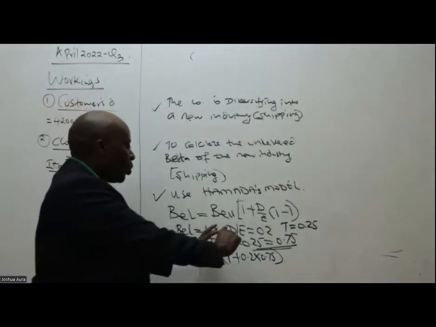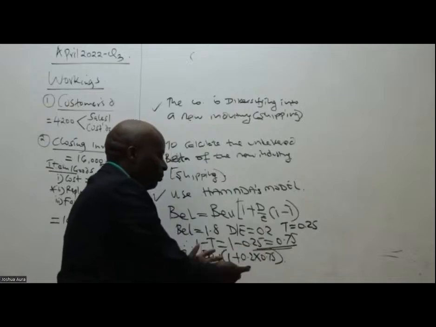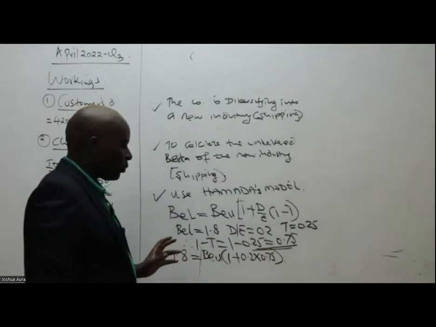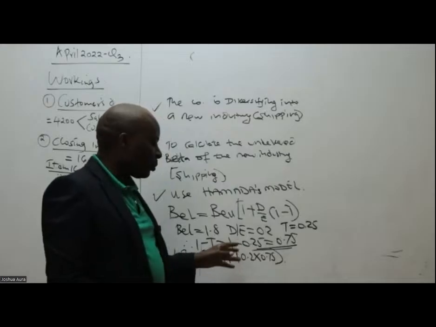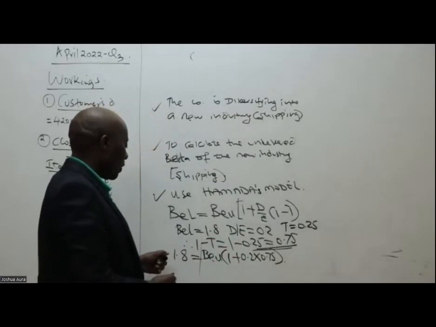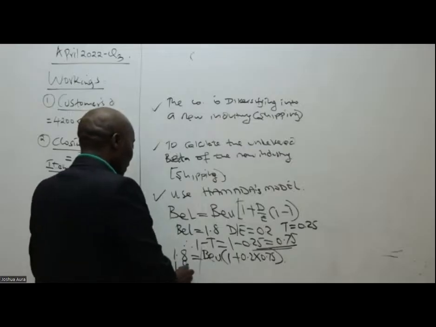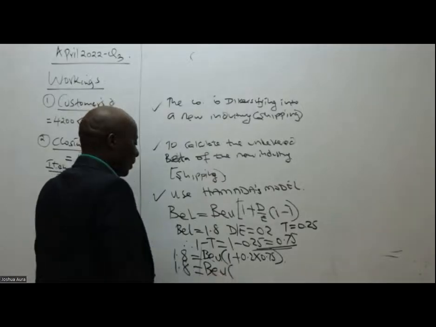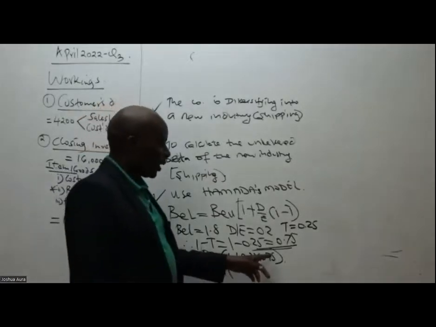First of all, give me whatever is in brackets, BODMAS, whatever that is in brackets, BODMAS: 1 plus 0.2 times 0.75, right? BODMAS. So we have here 1.8 equals beta equity of unlevered firm into, so this plus this.